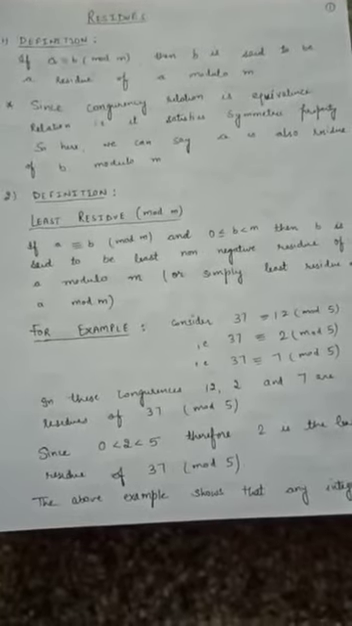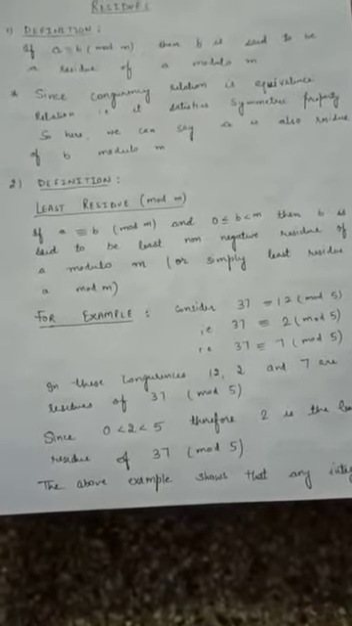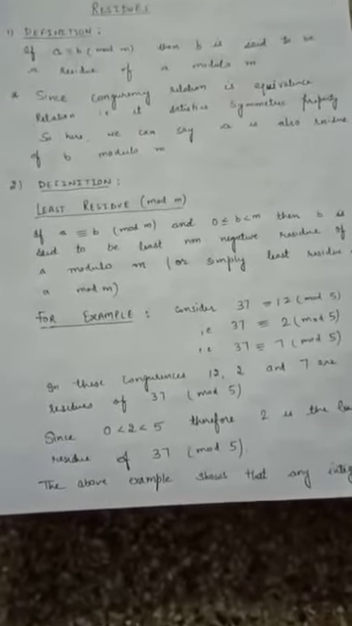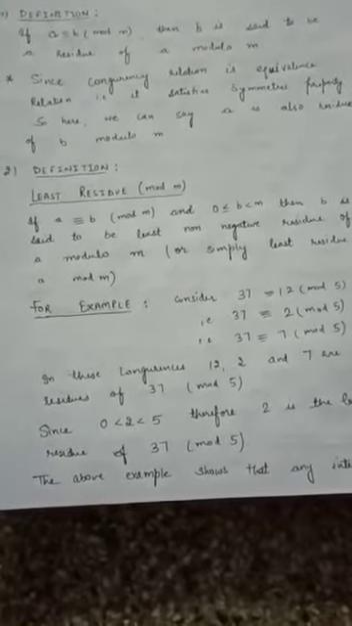What is residue? If A is congruent to B mod M, you know what congruence is; we have studied this topic in our class last time. Congruence means if M divides A minus B, then A is congruent to B mod M. So here, A is congruent to B mod M, then B is said to be a residue of A modulo M.